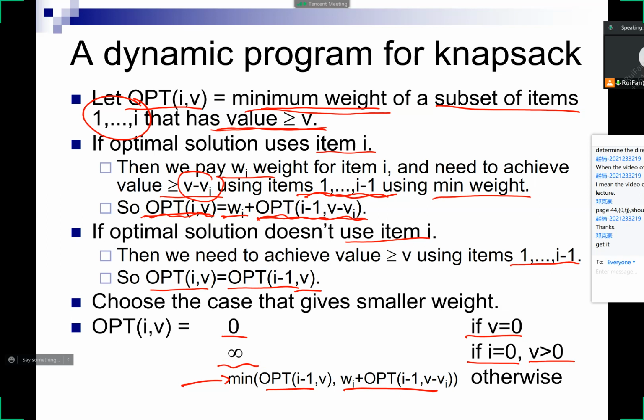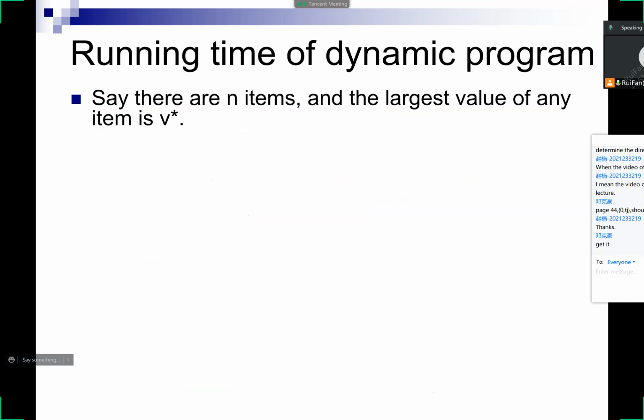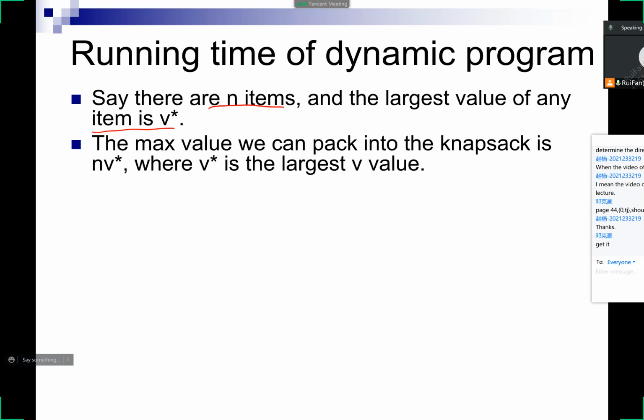So this is going to be our dynamic program, and it's correct. But what we're going to focus on is the time complexity for this. Suppose there are n items, and suppose the largest value of any item is v star. Then the maximum value you can possibly put into your knapsack is, if you put all the items into your knapsack and each one has value at most v star, n times v star.